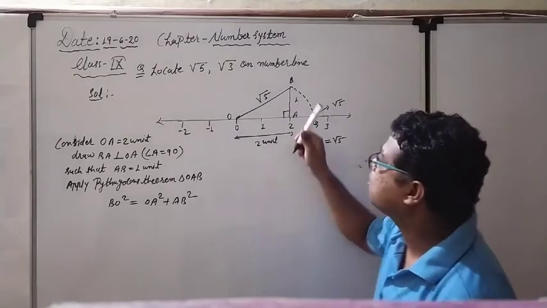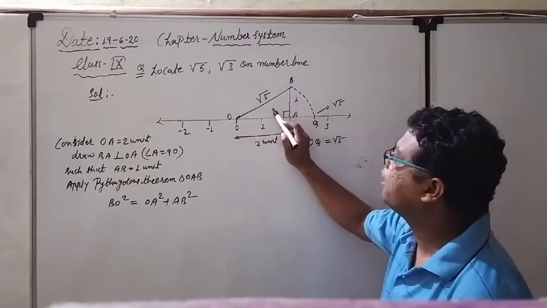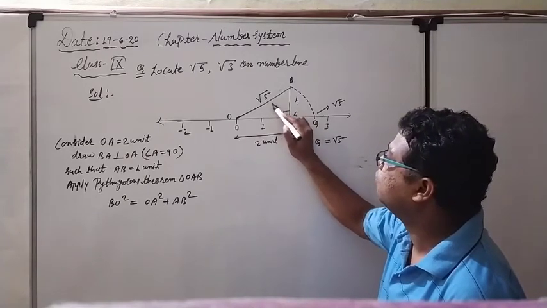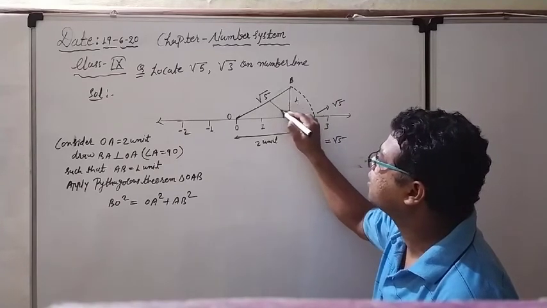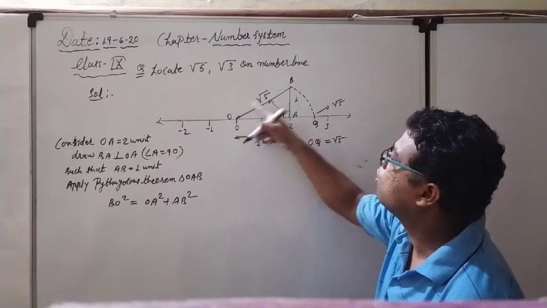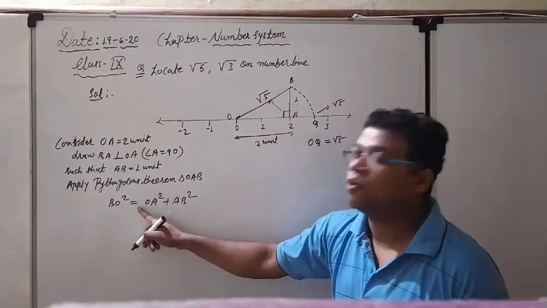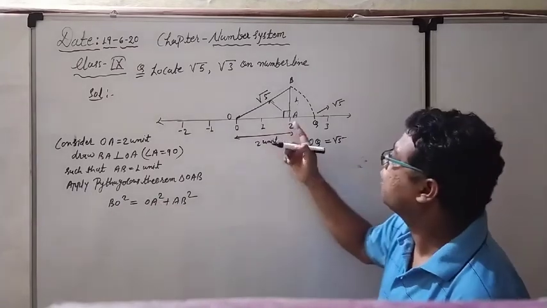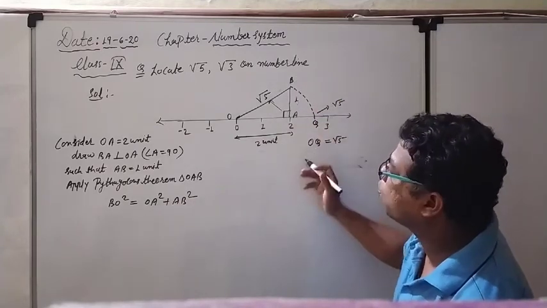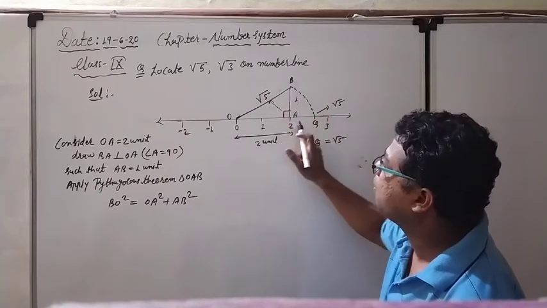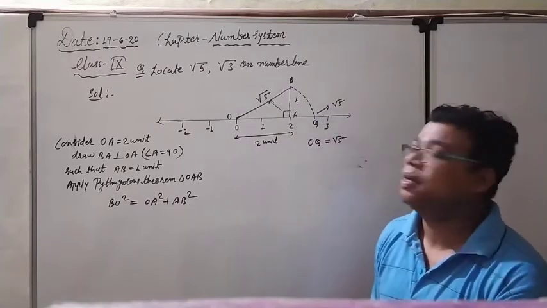Right now, if you are concentrating on OAB, this is the right angle triangle. The side which is just opposite to the 90 degree is considered the hypotenuse. So our OB is the hypotenuse. So hypotenuse square should be equal to perpendicular square. What is the perpendicular here? AB. Perpendicular square AB square, plus the base square. What is the base here? OA. That is what we have applied here, and nothing else.